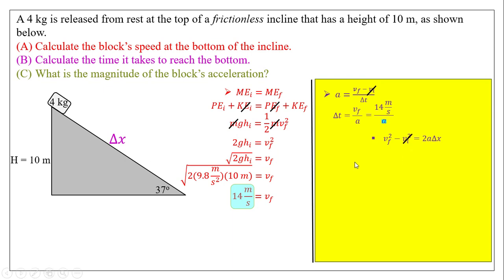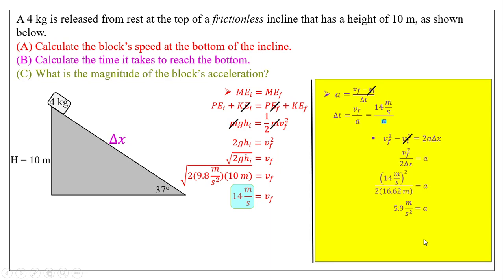Okay, so here I'm going to cancel vi because vi is 0. And then to get a by itself, I divide both sides by 2 delta x, or I'm just going to move the delta x down to the bottom left. So therefore, vf squared divided by 2 delta x is equal to a. Well, we know vf is 14. We know delta x, which we already calculated, is 16.62. So here we just do 14 squared, which is 196, and then divide by 2 times 16.62.